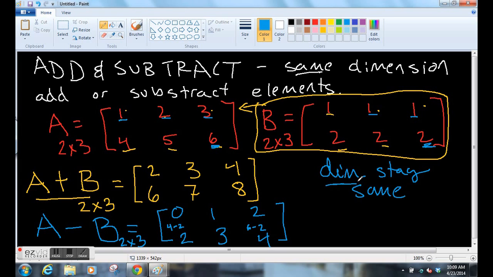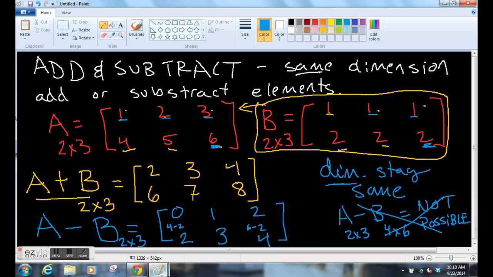And suppose your matrices are not the same dimension, and they say find A minus B, and A is 2 by 3, and B is 4 by 6. How do you answer that problem? You say, not possible. If you tried to do that, a big sinkhole would open up in your house. I'm kidding, you just can't do it. So you can only add matrices that are the same dimensions.